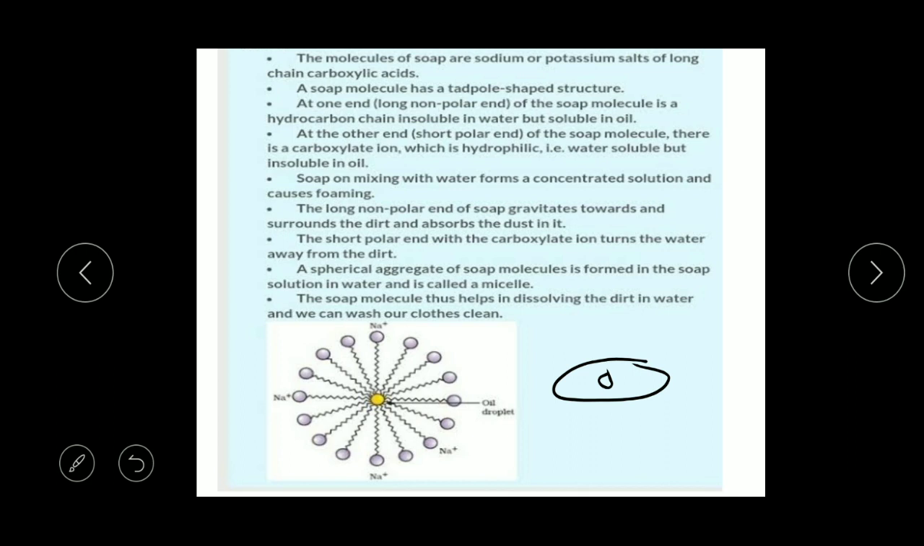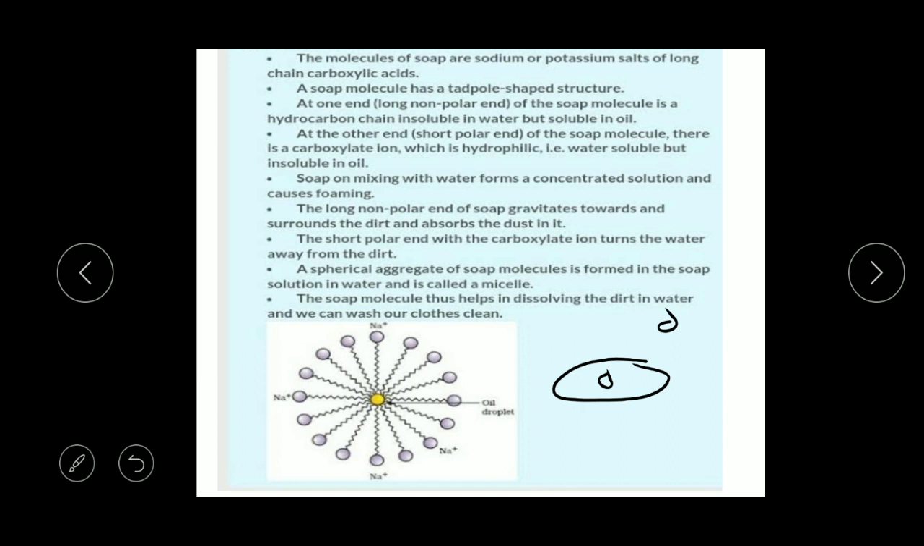When we dip or mix the cloth with water along with the soap, a reaction takes place, meaning the soap molecules will easily bond and form spherical molecules with the grease. How they form those spherical molecules, how they react with grease oil or dirt, we will see here.